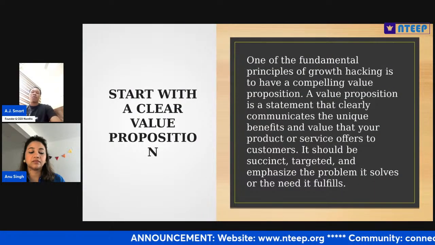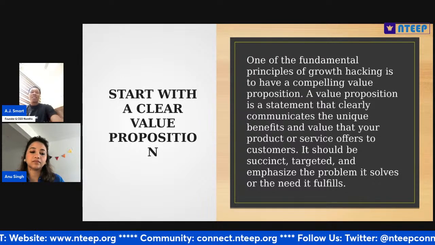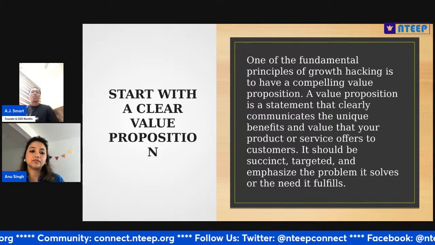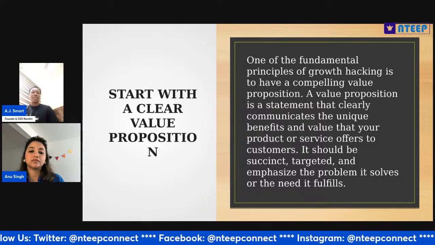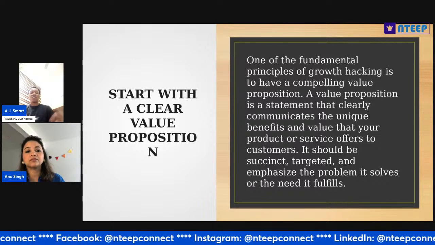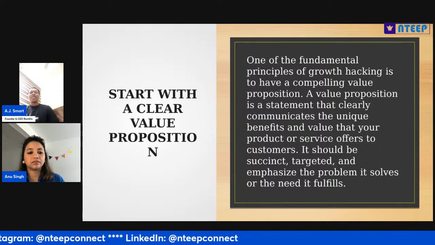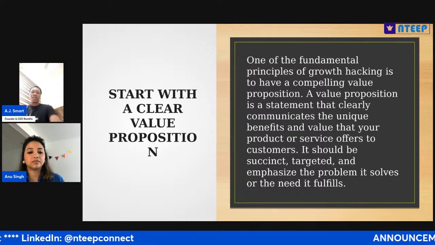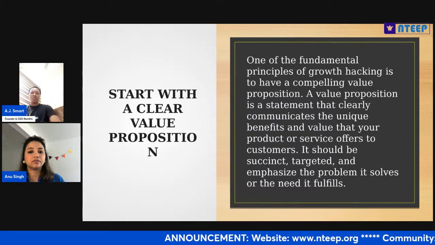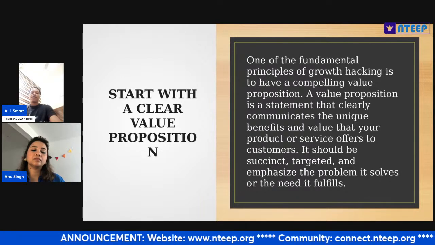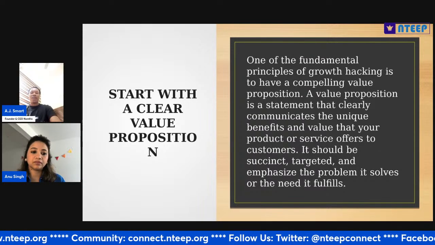Let's look at number one: start with a clear value proposition. If you look at this training from when we started up to where we are today, you will realize that we make sure that we start from step one, step two. That is why you see that most of these topics always come up from one training or the other. That is because it's a step by step training. And so when it comes to key principles for business growth hacking, the first key principle is you need to start with a clear value proposition.